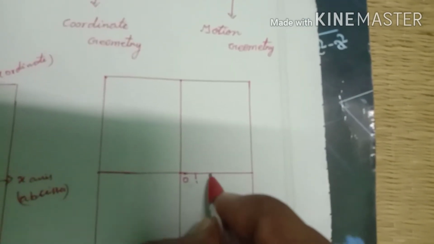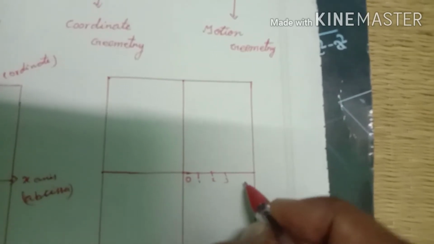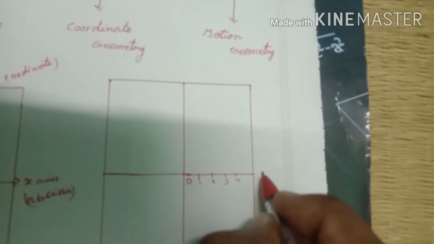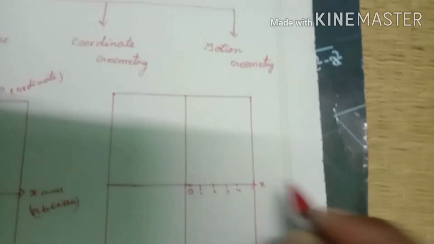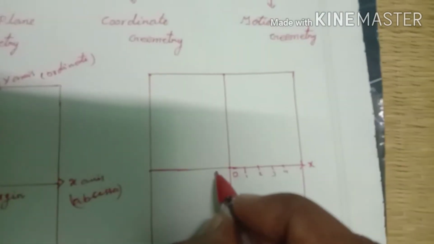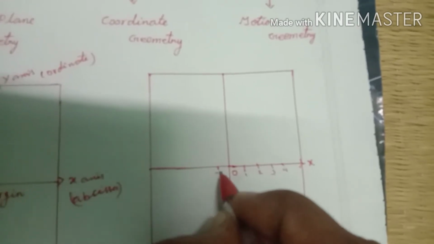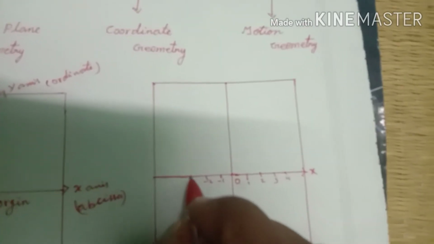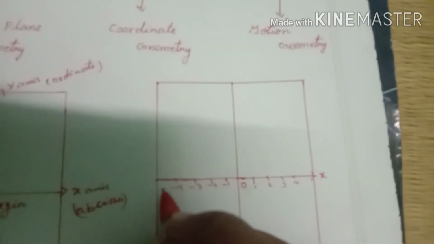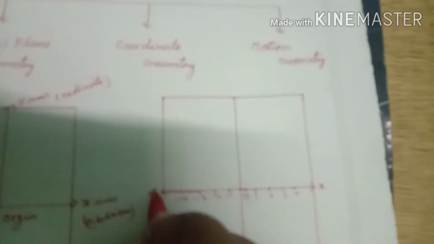Now we take the point O. On the horizontal line, the x-axis, from the origin to the right, we put the positive values 1, 2, 3, 4, up to the x arrow mark. Similarly, to the left of the origin, we put the negative values -1, -2, -3, -4, up to x dash. Here are x and x dash.